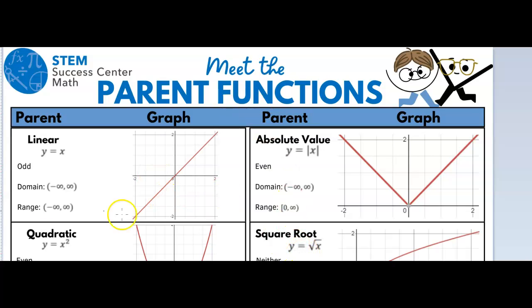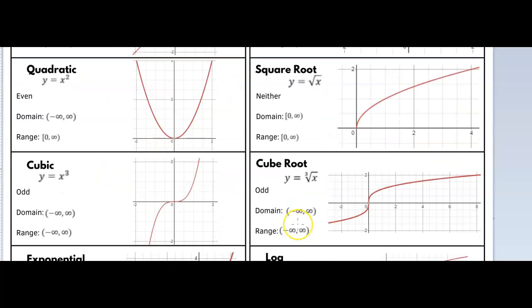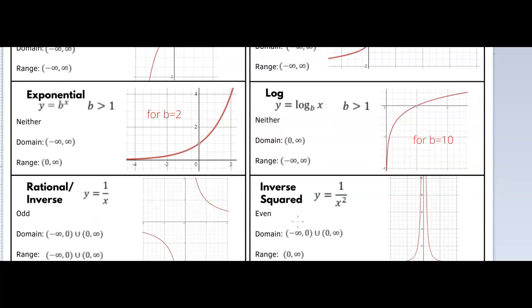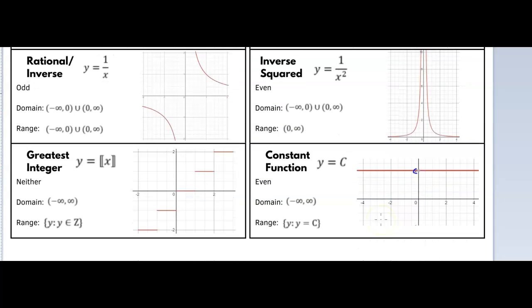But the parent functions, you could think of as just a base function without any kind of shifting or transformation occurring. So you see we have a straight line, a linear line, we have the absolute value, quadratic, square root, cubic, cube root, exponential, logarithm, the rational inverse, inverse squared, greatest integer, and constant function.